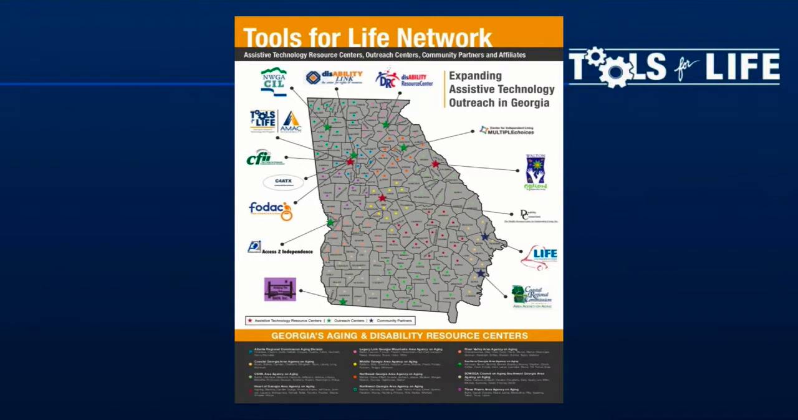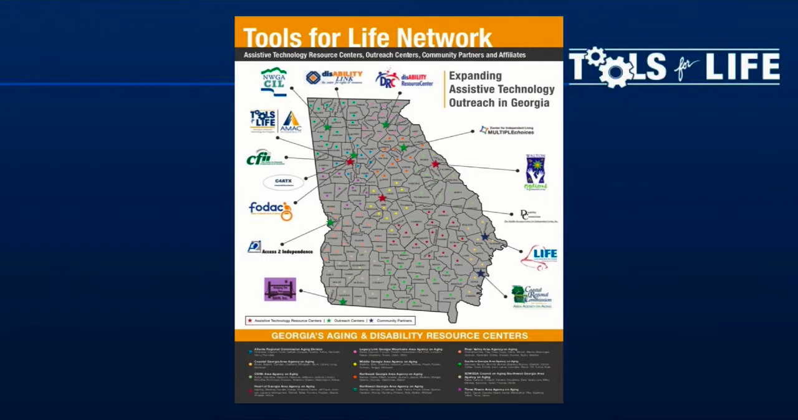So we have a network, and our network is really extensive, and it's a collaborative of a lot of partners that we have. What we've done is expanded this network over time strategically to make sure that no one has to drive more than an hour and a half or 2 hours to get assistive technology. And so we are ever evolving in this, and it really is a very cool network that includes our Centers for Independent Living, our Area Agencies on Aging, our Aging and Disability Resource Centers, and then our Assistive Technology Act partners who are Assistive Technology Resource Centers themselves.